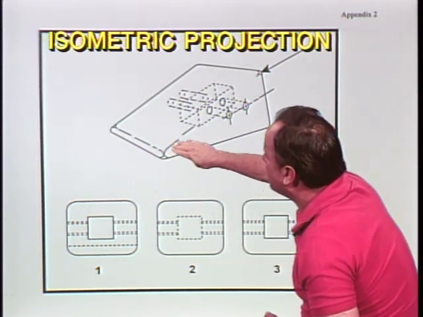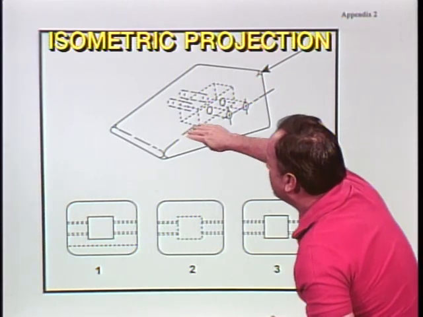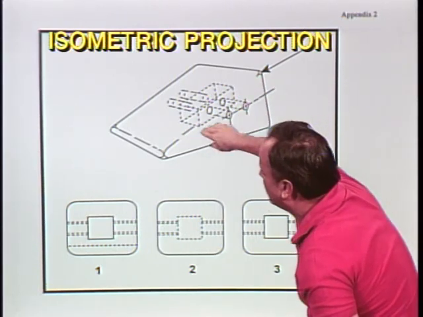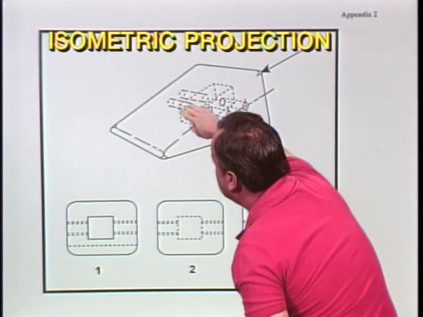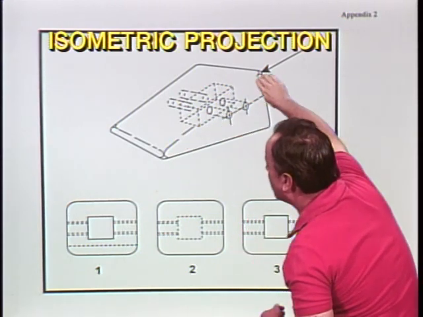Now we have a line going back here. This is kind of a rounded surface. And they deleted the line at this point because it would interfere with your ability to see these hidden lines in here. But this is a line that goes back here like so.